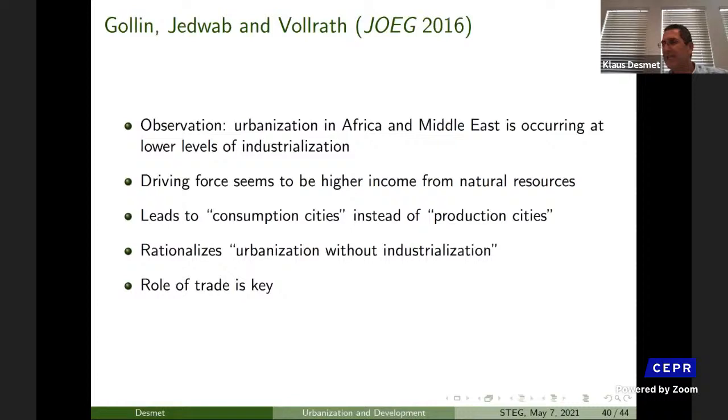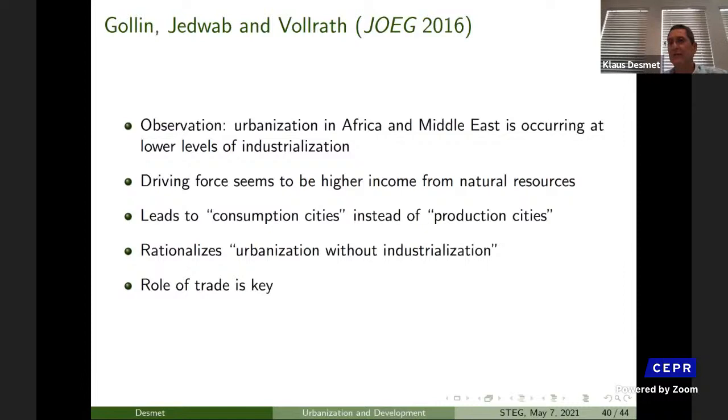And the way they explain this is that what really matters for urbanization is growing income, right? And growing income does not necessarily have to come from industrialization. Growing income could also come, for instance, from a higher income from natural resources. So the idea is that we have natural resources, say gas or oil, and our income goes up. We're not industrializing, but as our income improves and grows, we want to spend our income on stuff, right?